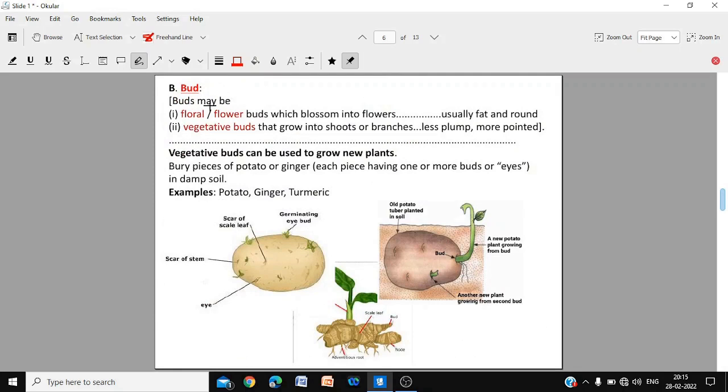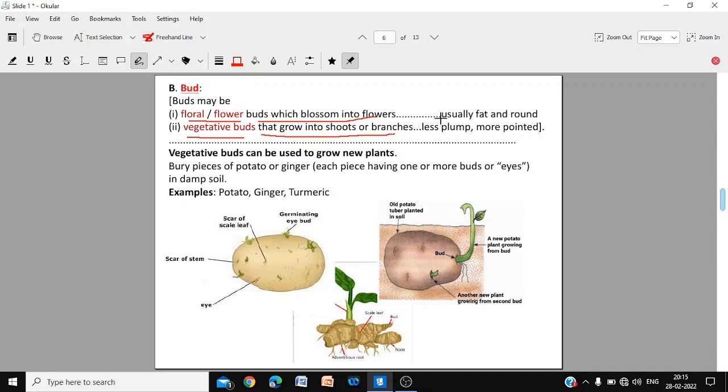Next is bud. First, it is important to distinguish that buds may be of two kinds. The first one is flower buds or floral buds. These buds will blossom into flowers when they open. The second kind of bud is vegetative buds, sometimes called leaf buds. They will grow into shoots or branches. They will not become flowers. So flower buds will become flowers and vegetative buds will become shoots or branches.